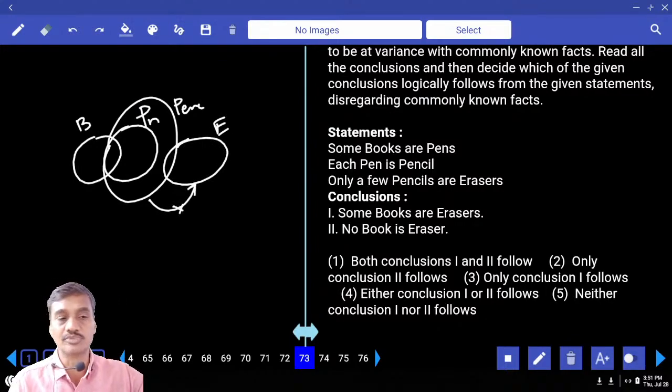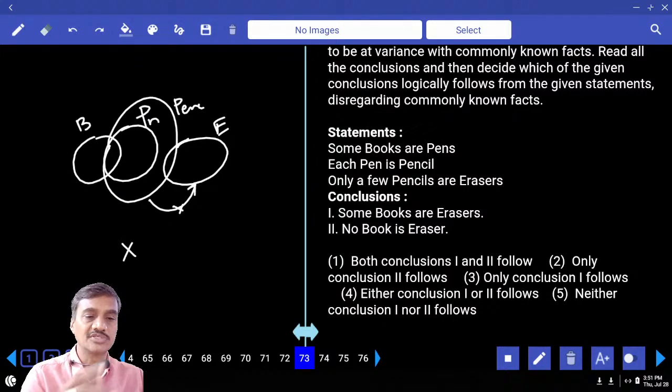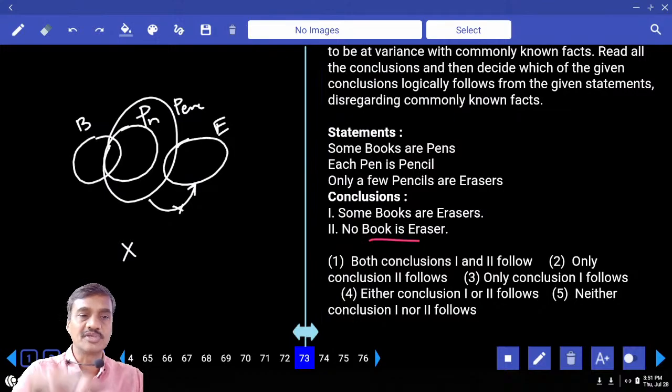Then first one, some books are erasers. Book is here, eraser is here. No intersection between these two. Next one, no book is eraser. Now book ikkada, eraser ikkada. No book is eraser, true అయింది. ట్రూ అయింది కాబట్టి ఏం చేయాలి చెప్పండి?